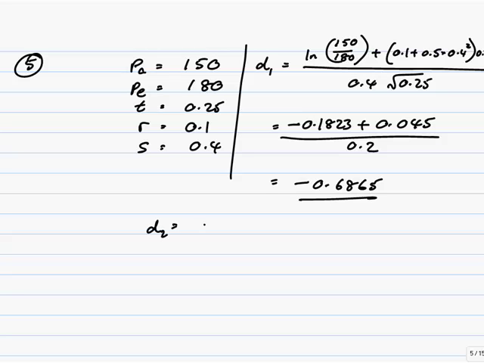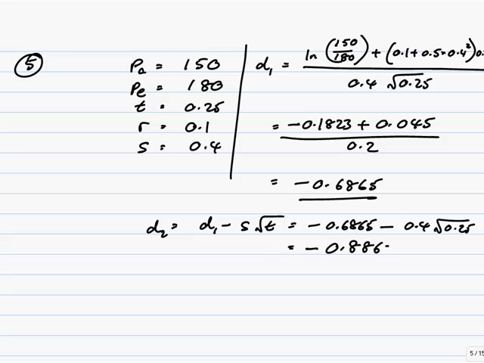D2 is D1 minus S root T, minus 0.6865 minus 0.4 times root 0.25, which is minus, sorry, that's gone wrong. 0.25 rooted times 0.4 equals minus 0.8865.